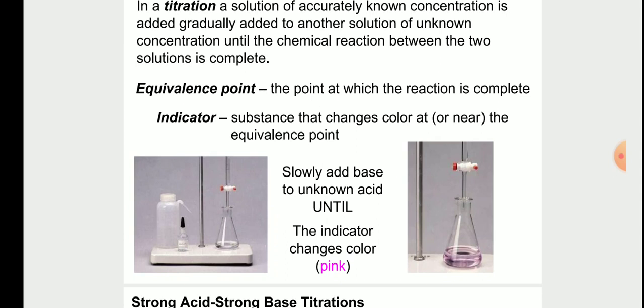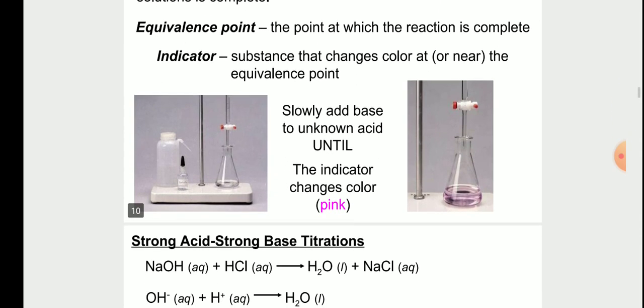Equivalence point, the point at which the reaction is completed. Yes, I have already told that H plus and OH minus form H2O, so this type of reaction will be completed. An indicator is a substance that changes color at the equivalence point, so it helps to detect the equivalence point.